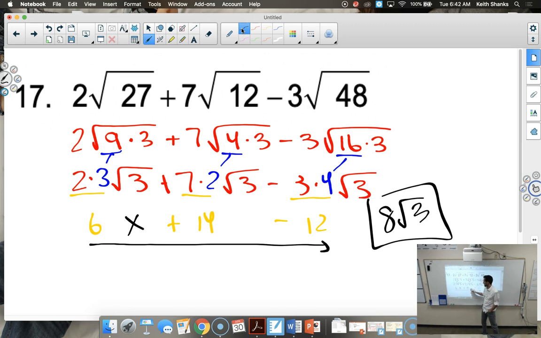Imagine if these were all x's, right? I don't add the x's together. I don't square my x's or do anything weird. I just put x. In this case, they're the square root of 3, the square root of 3, the square root of 3. So 8 the square root of 3.